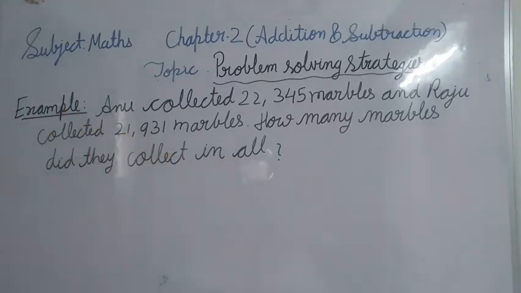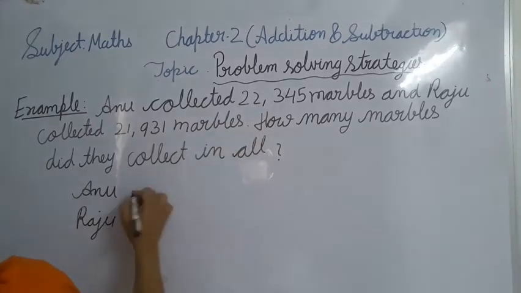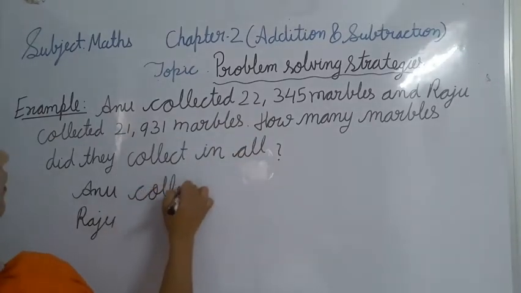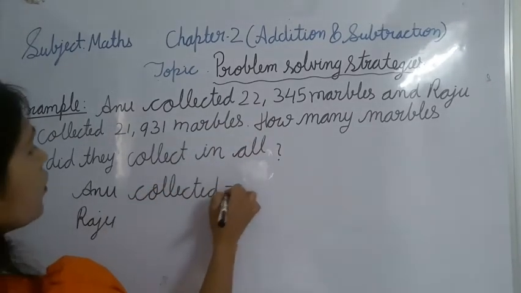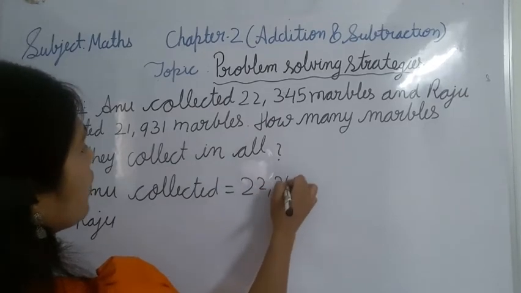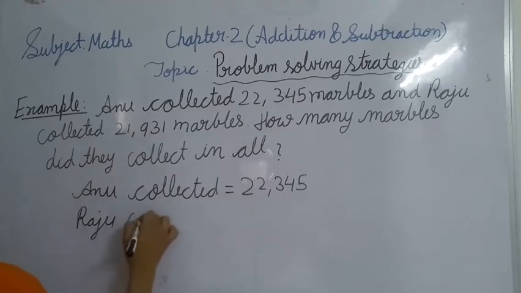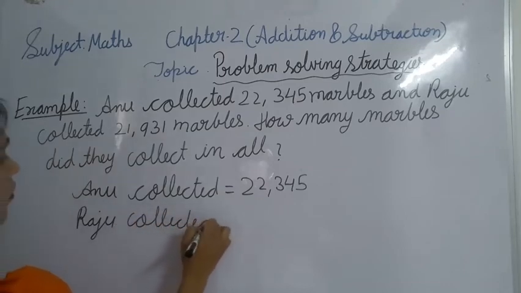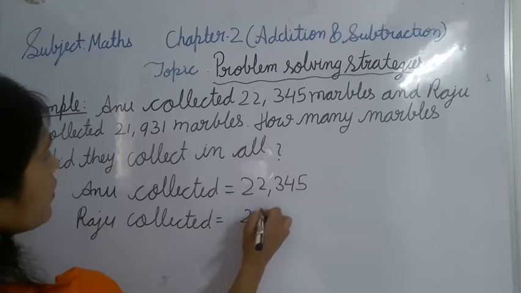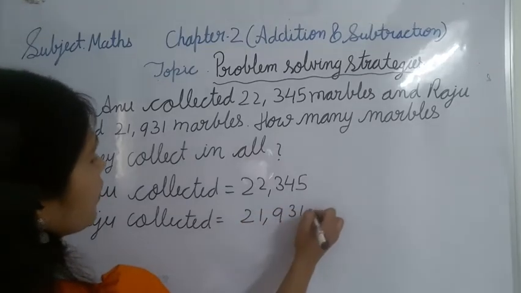Now understand what they are saying, what they have given us. Two names are there. Which names are there? Anu and Raju. So Anu collected how many marbles? Anu collected 22,345, and they are saying Raju collected 21,931 marbles.